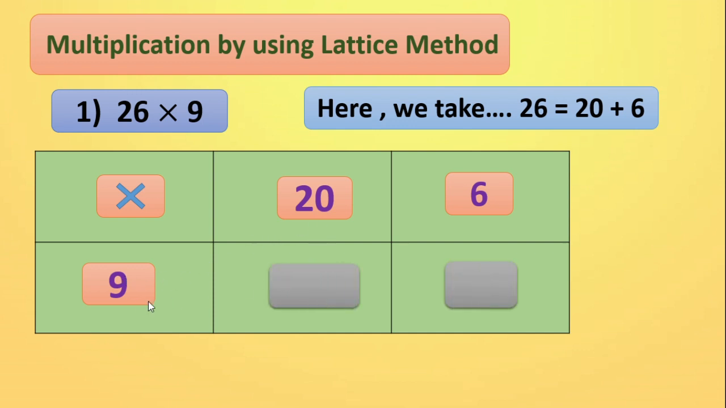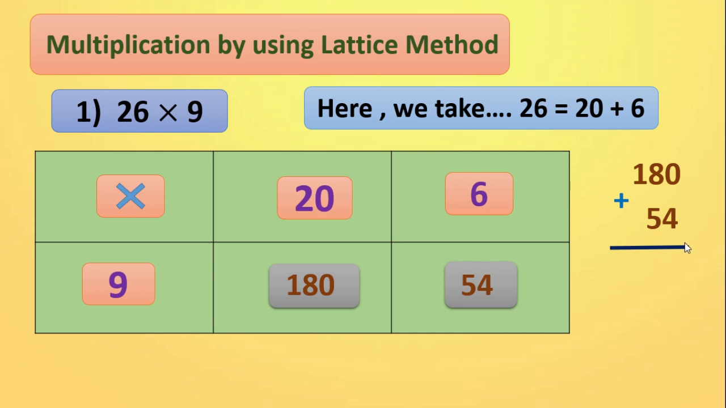Here, first 9 into 20 or 9 2s are 18 and one more 0, that is 180, isn't it? Then 9 6s are 54. We got two answers. Now what to do now? Here we will add 180 and 54. So the answer is nothing but the answer for 26 multiplied by 9, isn't it?